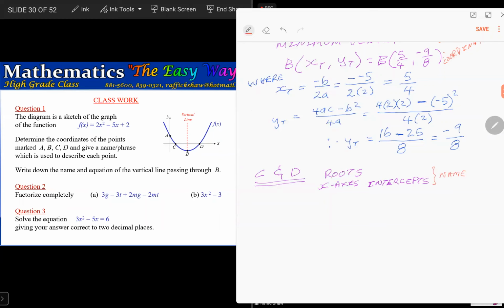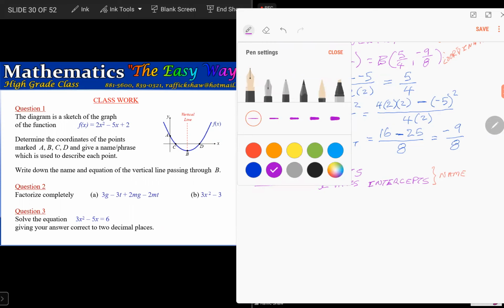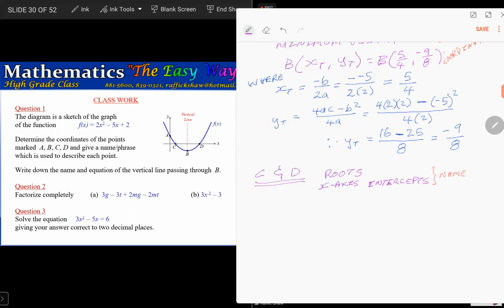But what we know about those 2 is that, generally speaking, if you want to find roots, you have to solve an equation. To find the roots, you have to solve the quadratic equation. At those 2 points, we know that the y value is equal to 0. And the function, instead of writing it as f of x, you can write it as y equals. So the y value is equal to 0 at those 2 points.